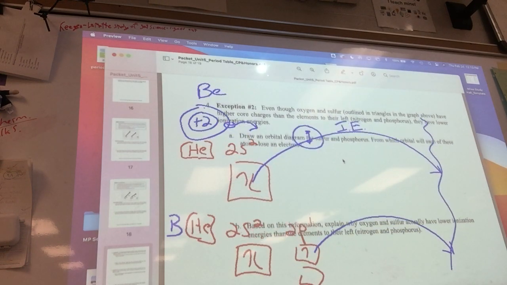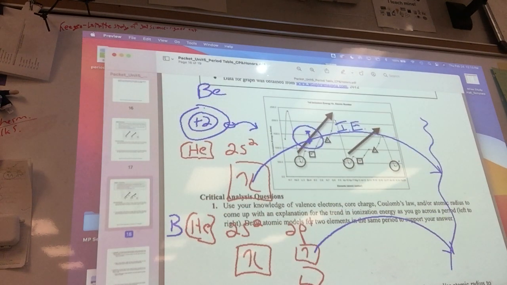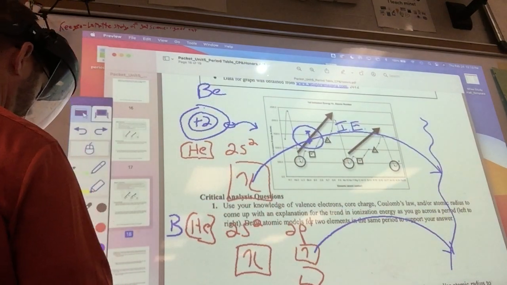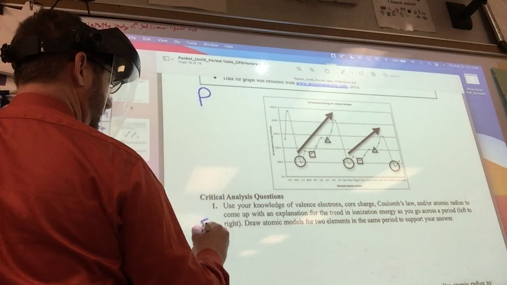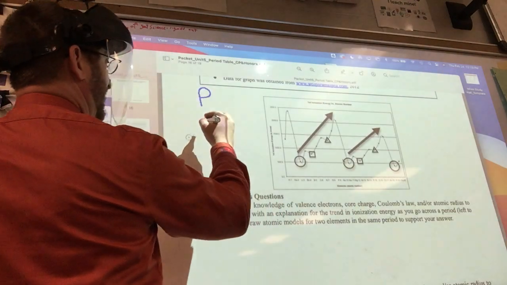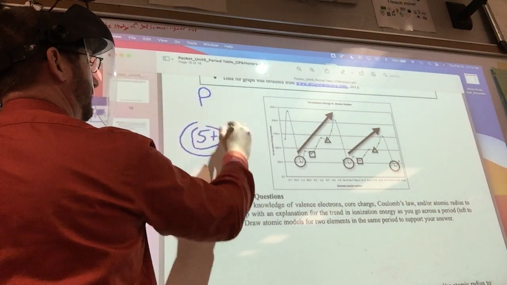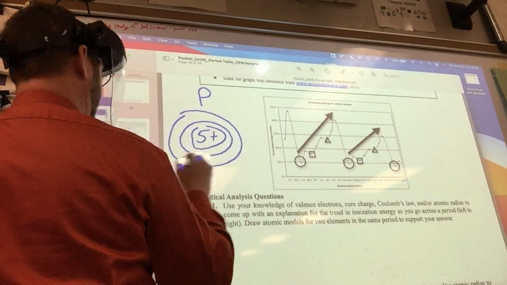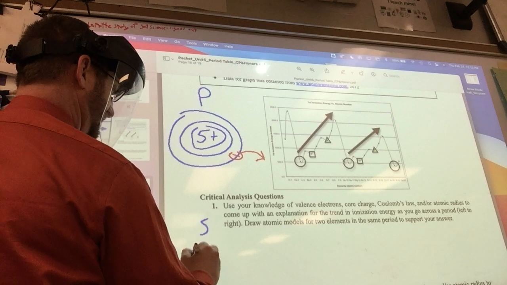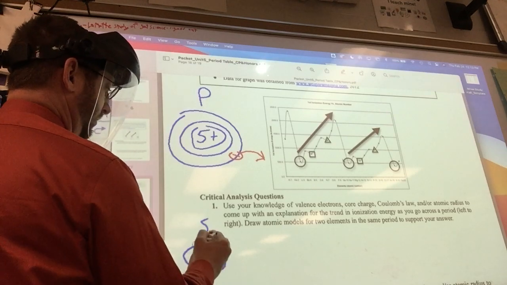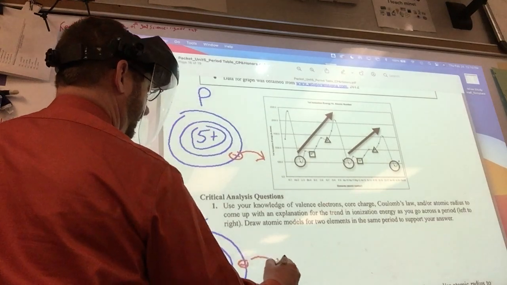All right, then let's go ahead and take a look at the next exception. But again, it's not really an exception. We're looking at sulfur versus phosphorus. So with phosphorus, you have a 5+ with 3 rings of electrons. Here's this electron you're trying to rip off. And here's a +6 with 3 rings of electrons, and here's this electron you're trying to rip off.